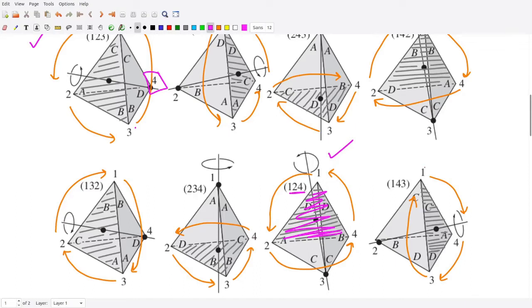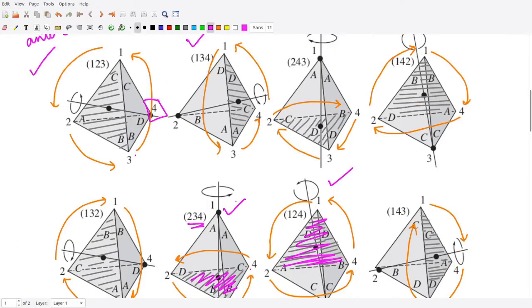And similarly, when we take this particular plane here and rotate it anti-clockwise, 3 goes to 4, 4 goes to 2, and 2 goes to 3, and this is our cycle. So these 4 figures give us the anti-clockwise movement of all the 4 faces of this tetrahedron. What about the clockwise movement?